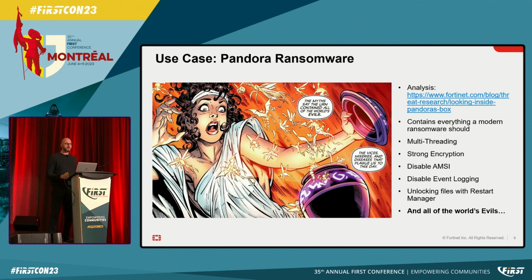Yeah, so our use case is going to be the Pandora ransomware, which I looked at last year. It was kind of a generic ransomware in terms of functionality. It had everything a state-of-the-art ransomware needs to have: multi-threading, strong encryption, disabling AMSI, disabling event logging, using the restart manager to unlock files. So generally, it was a very well-rounded ransomware, and it also contains all of the words "evil", and that's what we are going to talk about.